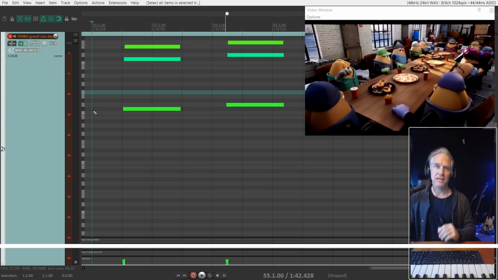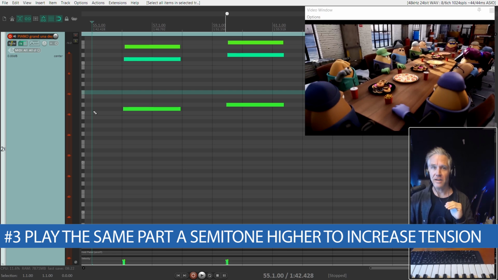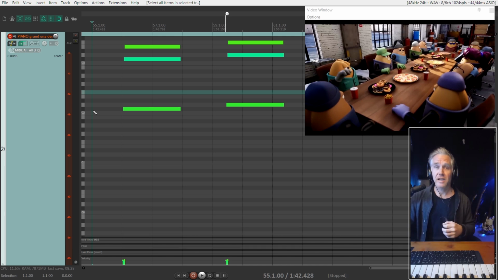Tip number 3, play the same part, a semitone higher, to increase tension. As this group of characters realizes they're wasting their time working, we hear the same piano, bass, and brass combination play once, and then again, a semitone higher. Here's the effect.